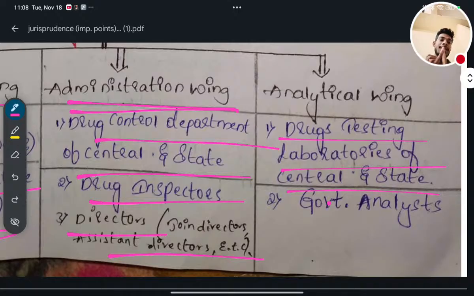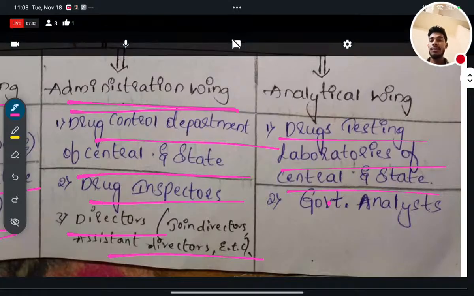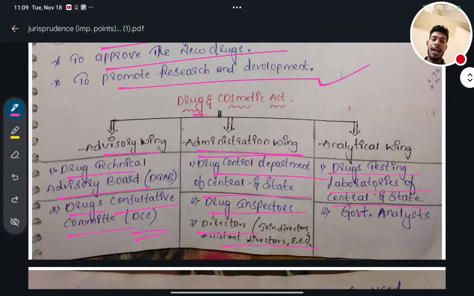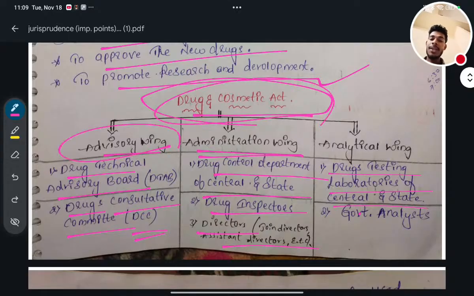They will test the quality of the drug, the quantity of the drug, and the purity of the drug, and they will also check the clinical toxicity report, clinical data management, and everything. Finally, they will send their report to the higher authority. Is that clear? So these are the three wings which come under Drugs and Cosmetics: advisory wings, administration wings, and analytical wings.